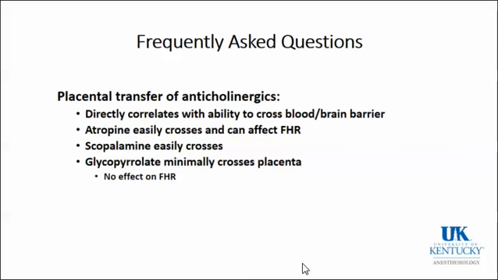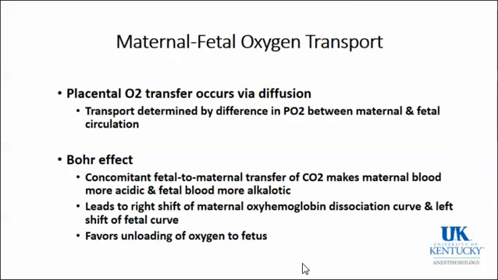So for instance, if you give atropine to mom, it will cross and it can affect your fetal heart rate. Scopolamine also easily crosses. On the other hand, glycopyrrolate, because it's a quaternary drug, minimally crosses the placenta, and so it will not have a significant effect on fetal heart rate. So that's something to remember on the exam.